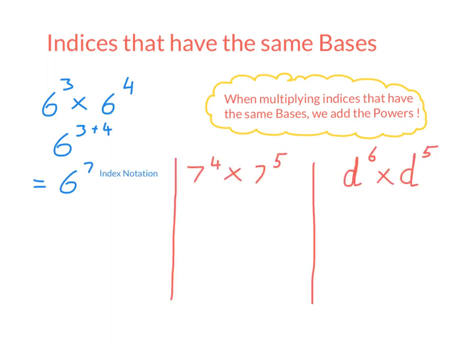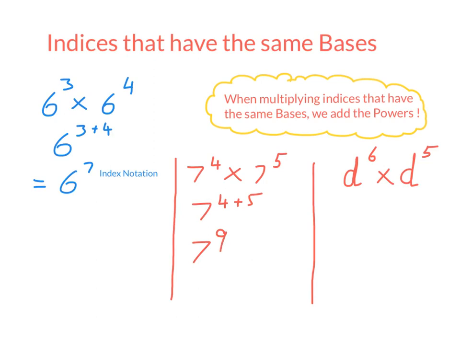And here are another two examples. The bases are the same, they're both 7. 7 to the power of 4 multiplied by 7 to the power of 5. Well, that's going to be 7 to the power of 4 plus our 5. 7 to the power of 9.